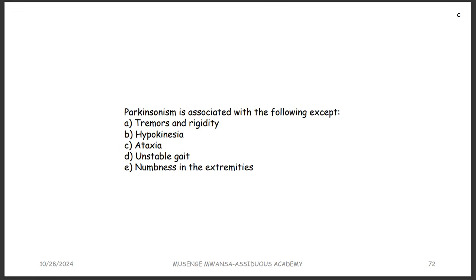Parkinsonism is associated with the following except: tremors and rigidity, hypokinesia, ataxia, unstable gait, numbness in the extremities. Which one can we pick for this one? Which one of these is not a feature of Parkinsonism?